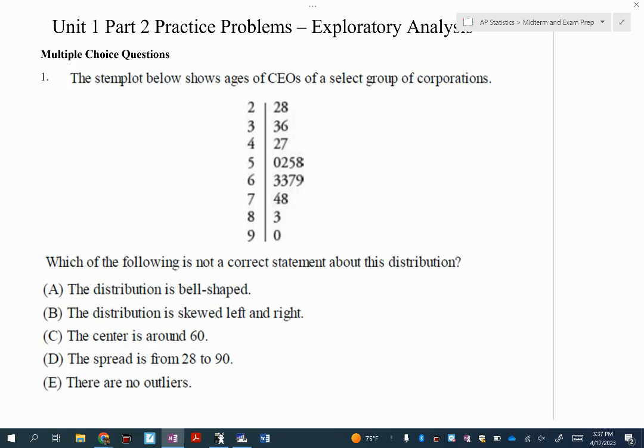Have I ever said that a distribution is showing skewness to the left and to the right at the same time? No. So that is one answer. A distribution cannot be skewed both directions. It's either to the left or to the right, or it's not skewed.